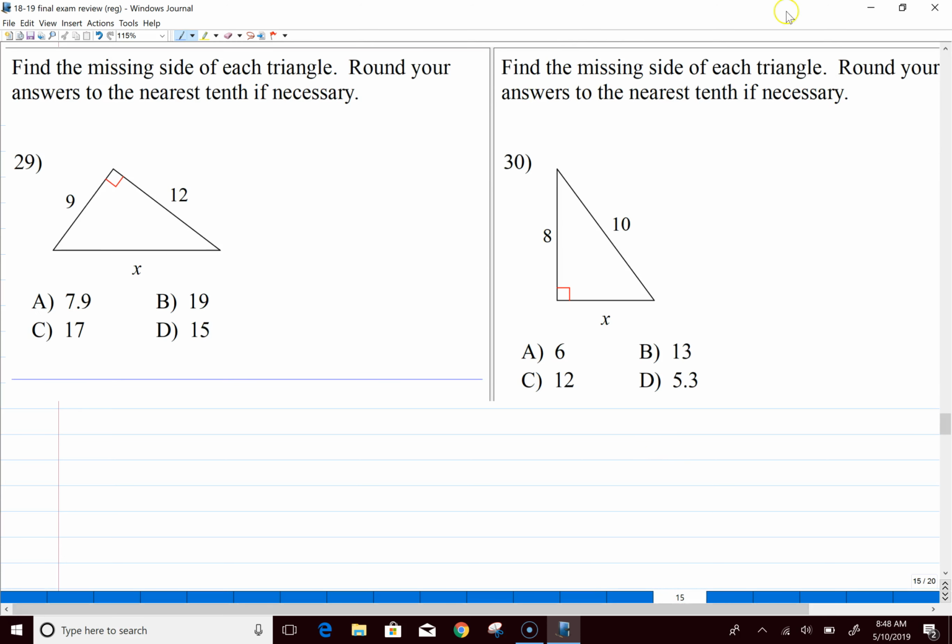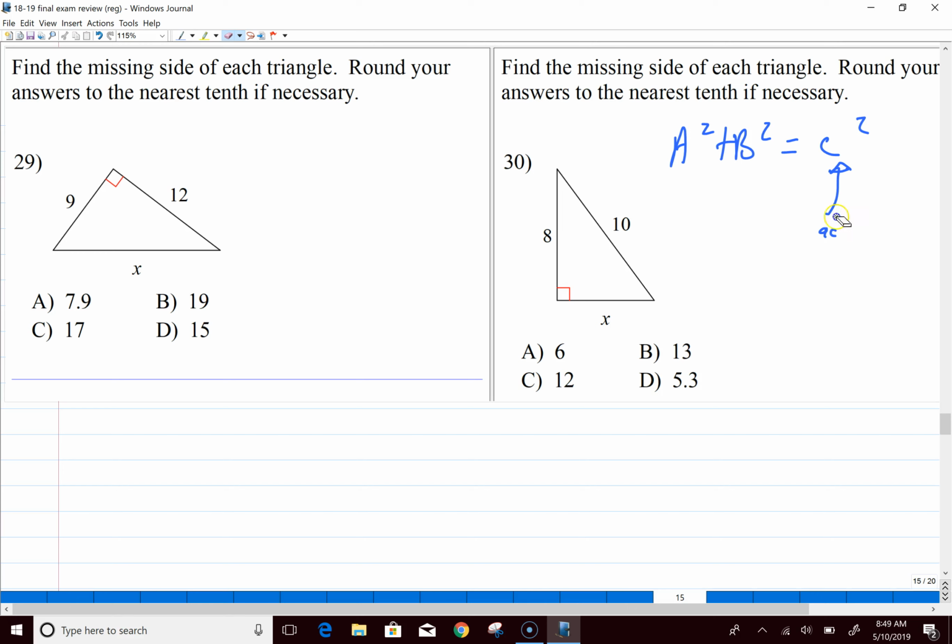Find the missing side of each right triangle. Round your answers if you need to. Remember how to find the missing side of a right triangle? Anybody? A squared plus B squared equals C squared. And C is the one always across the 90. This is the hypotenuse. Yes, C is the hypotenuse. This is the Pythagorean Theorem.